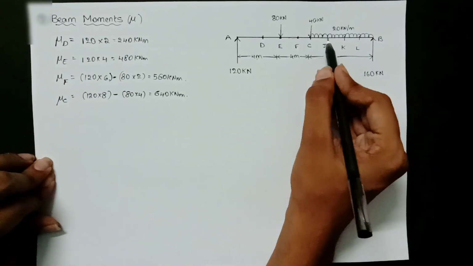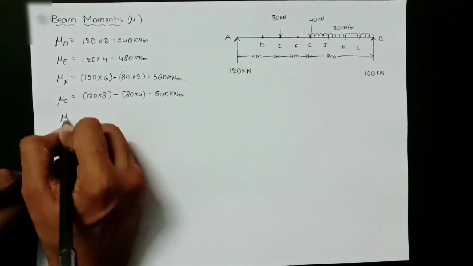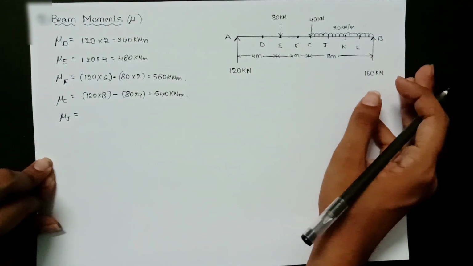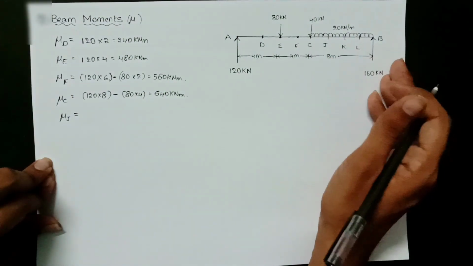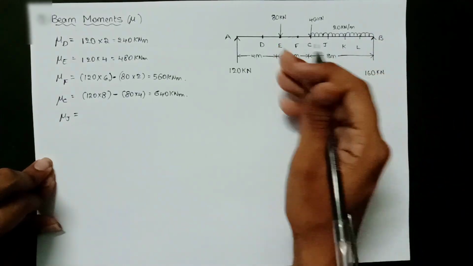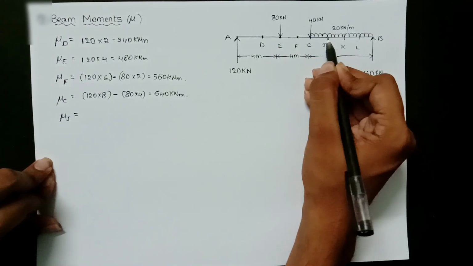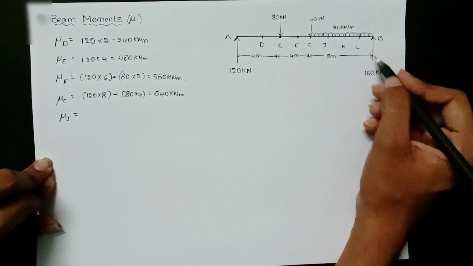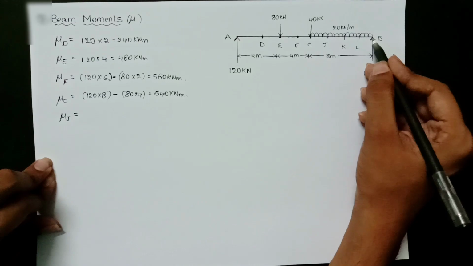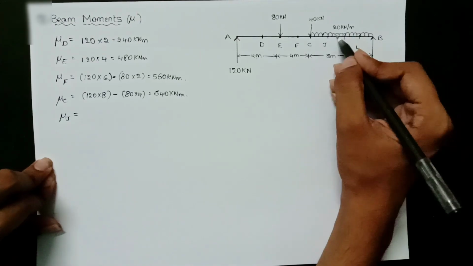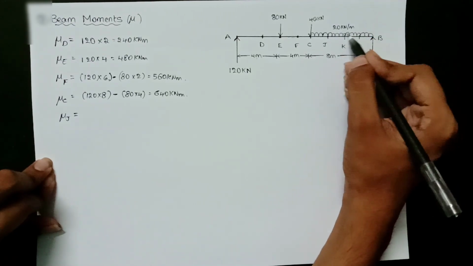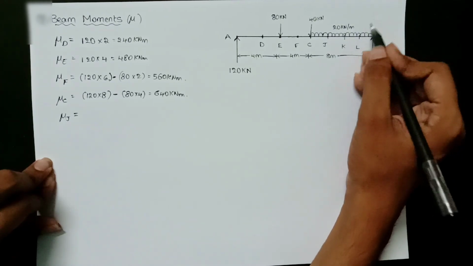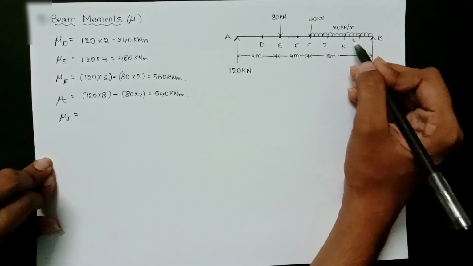Now we have to calculate the moment at J. So Mu J equal to, this time I am taking from the right side direction. You can also take from the left side direction. Now I am taking from the right side. If you consider the point J towards the right side, first of all we have this load. This load is moving the beam in the upward direction. That means in this manner the beam is going to bend. So this is the smiley face, so it is a sagging moment. It is a positive moment.